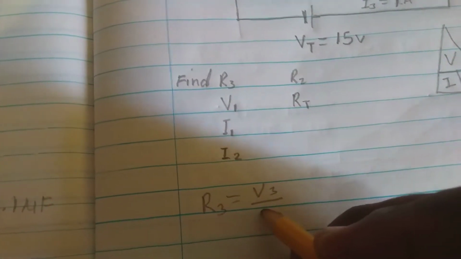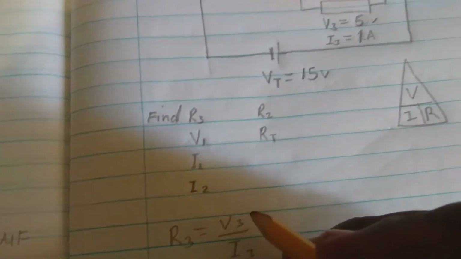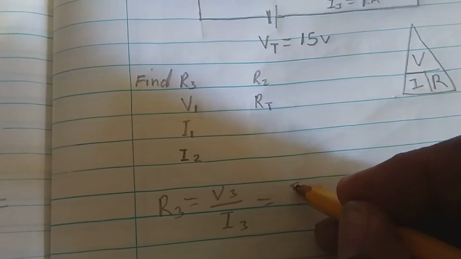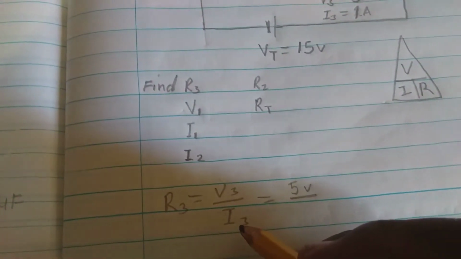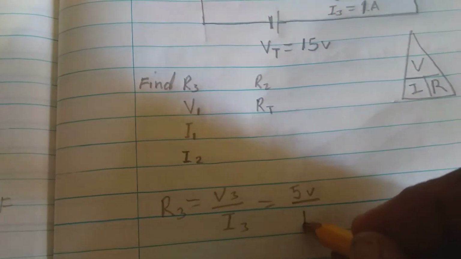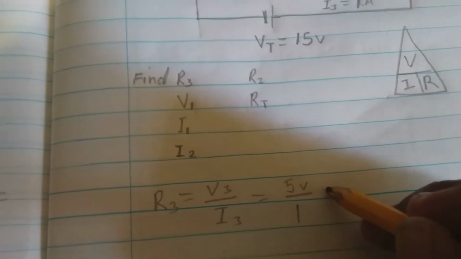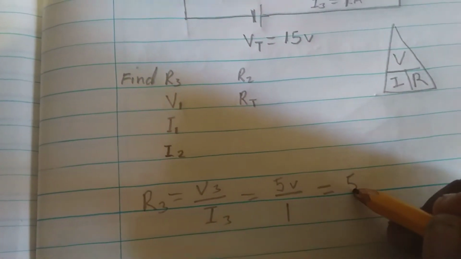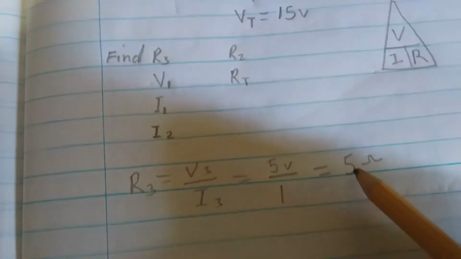V3 over I3. V3 is 5 volts, so we have 5 volts divided by I3, which is 1 ampere. So we put the 1 there. We have 5 divided by 1, which is equal to 5 ohms. So R3 is equal to 5 ohms right here.